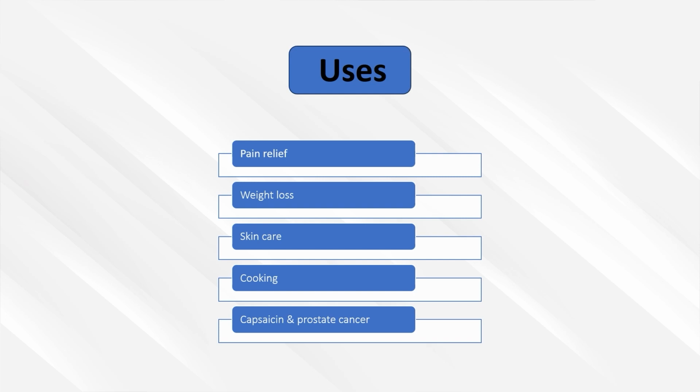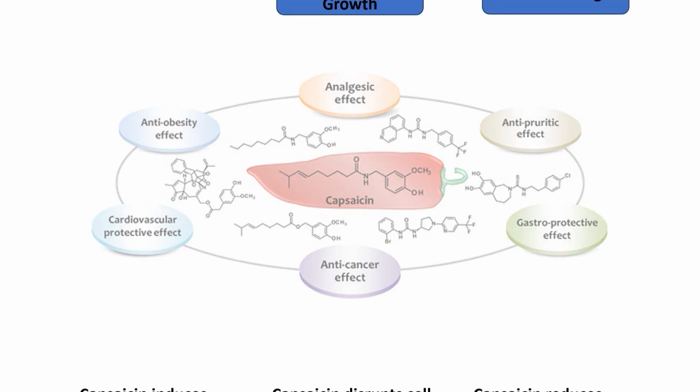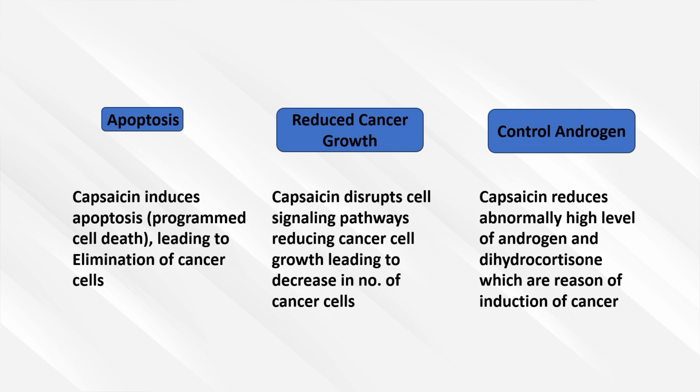It has shown promising potential in the treatment of prostate cancer, while its exact mechanism of action is still being studied. There are several ways in which capsaicin may exert its anti-cancer effects. Let's see. First, apoptosis induction. Capsaicin has been found to induce apoptosis, which is programmed cell death of cancer cells. It activates various molecular pathways that trigger apoptosis, leading to the elimination of prostate cancer cells.